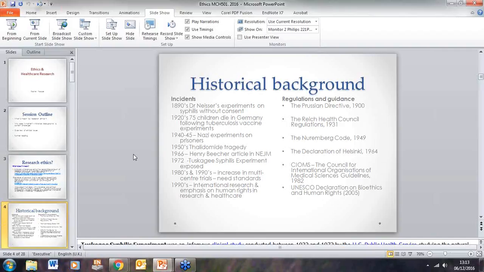I don't know if you're aware of certain studies that have happened historically and in the recent past that have been ethically questionable. Can anybody think of any specific examples? There's certain members of the audience today that I would say are probably very aware of some of them. Can anybody think of something that's happened in the last 15 years that's ethically questionable?